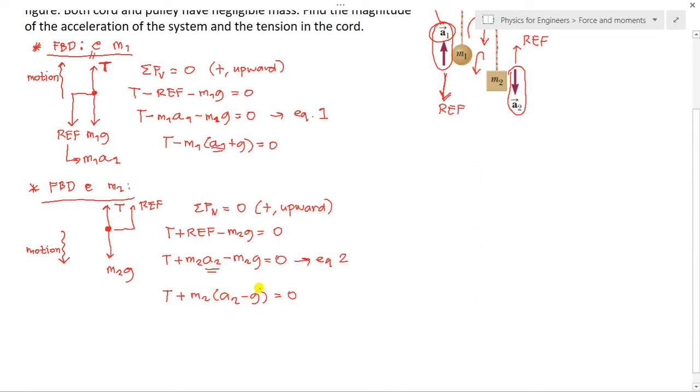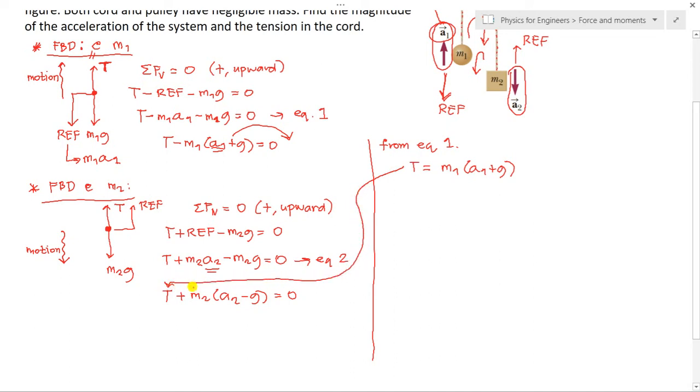And since we are only after the acceleration, I can derive this by using the tension T. From equation 1, we have T is equal to mass 1 times (acceleration 1 plus G). I transposed it to get an equation for the tension. And then I can substitute this value into the second equation.